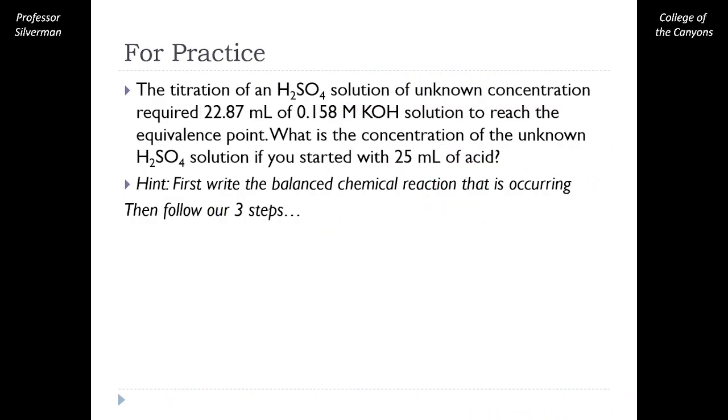It's time for you to take a try at this. We have a practice problem here, so grab your pencil and paper, try to calculate a nice answer.